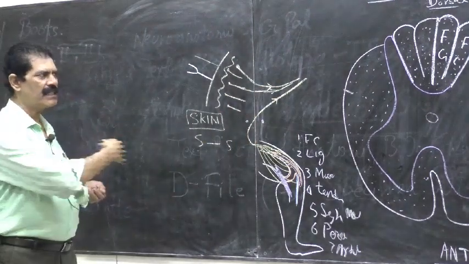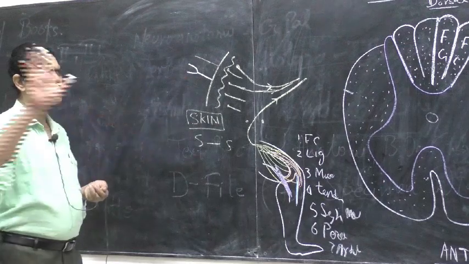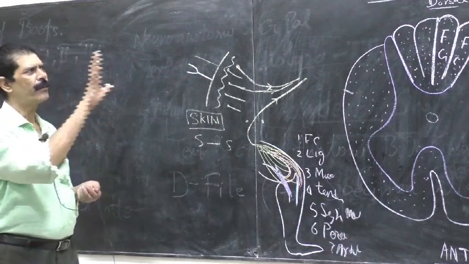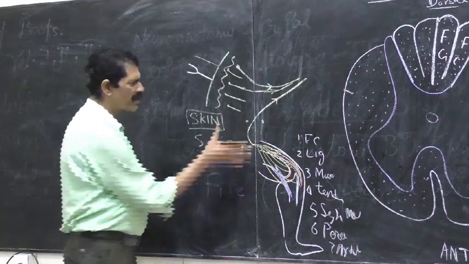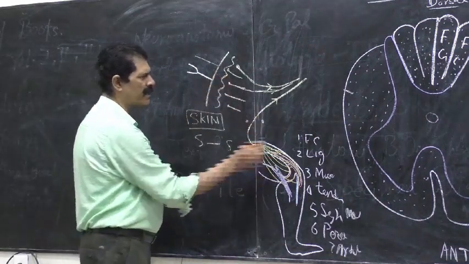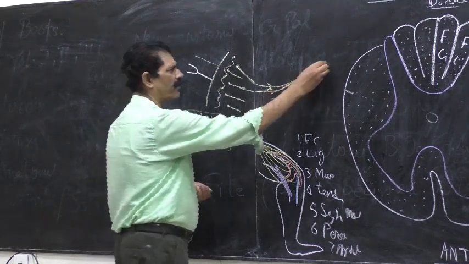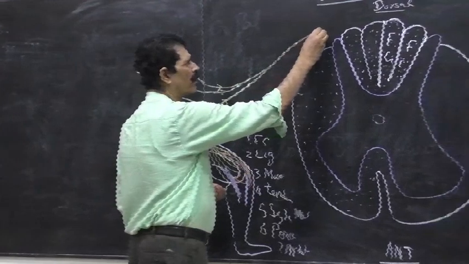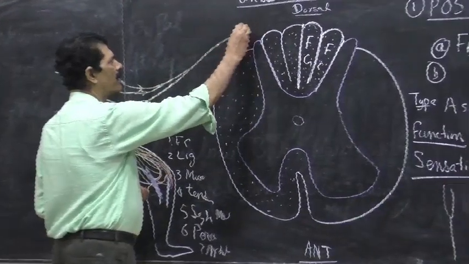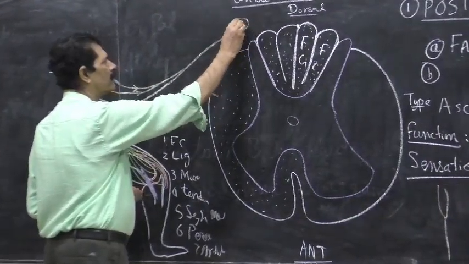So they are carrying these five types of posterior column sensation, you have to remember. Every piece of information from the skin and the joints is carried by these nerves. Now these nerves, where do they go? They go to the dorsal root ganglion, I have already said.